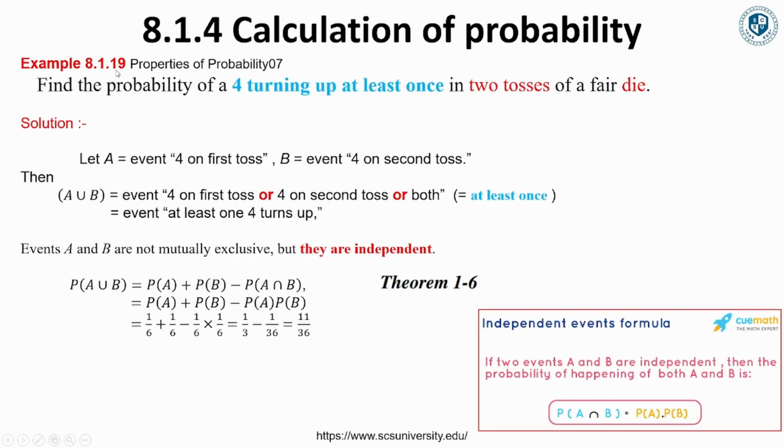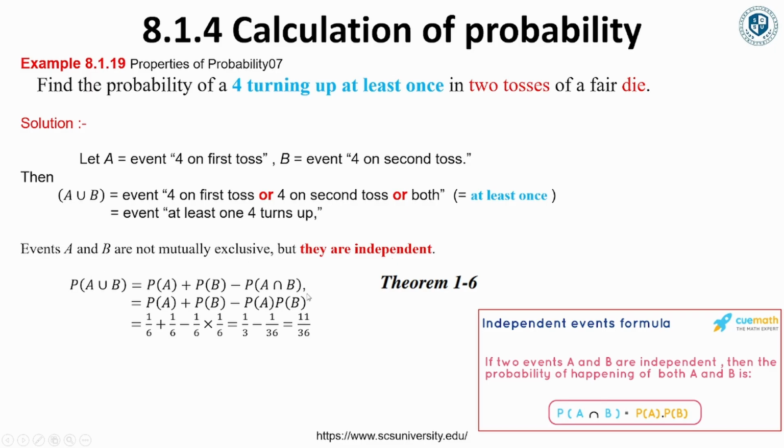Example 8.1.19, properties of probability 07. Find the probability of a 4 turning up at least once in 2 tosses of a fair die. Solution: let A equal the event 4 on the first toss, and B equal the event 4 on the second toss. Then A union B is the event 4 on the first toss or 4 on the second toss or both, which equals at least once, the event that at least one 4 turns up. Events A and B are not mutually exclusive, but they are independent.